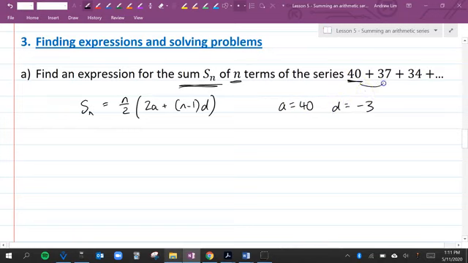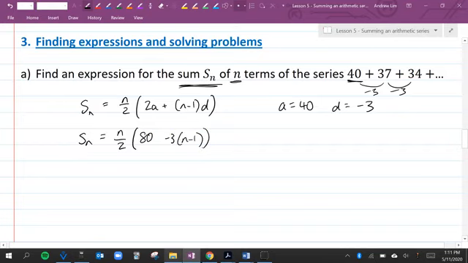Okay, because 40 minus 3 is 37, 37 minus 3 is 34. So it's a common difference of minus 3. So the sum of the first n terms is n on 2 times 2 lots of 40, which is 80, plus n minus 1 times d, which is minus 3. Except that looks weird, so I'm just going to put the minus 3 at the front. And because it's plus minus, we don't really need that plus.